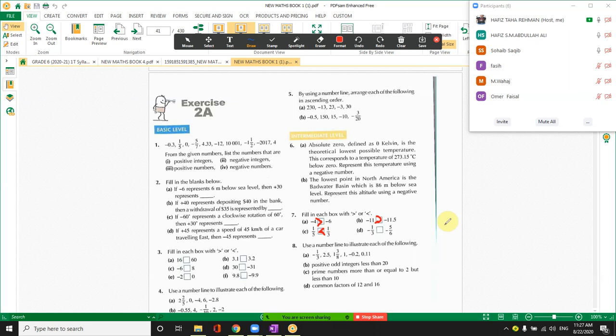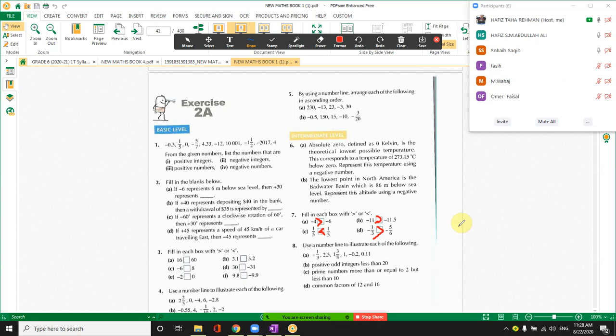So minus 1 upon 3 and minus 5 upon 6. Sir, minus 1 upon 3. You mean to say minus 1 upon 3 is the greatest value? Yes, because minus 1 upon 3 means minus 0.33 and minus 5 upon 6 is minus 0.9. So minus 0.33 is a greater value than minus 0.9.